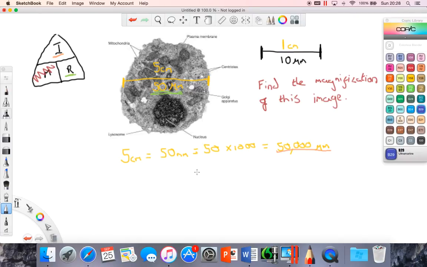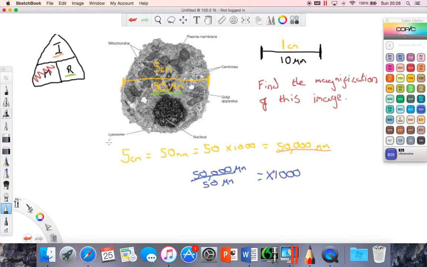So you would do 50,000 divided by 50. Remember, these are both in micrometers, they need to be the same units. So 50,000 divided by 50 will give us a magnification of 1000. Remember, this is magnification, so we would say that this image is 1000 times bigger than what it should be.